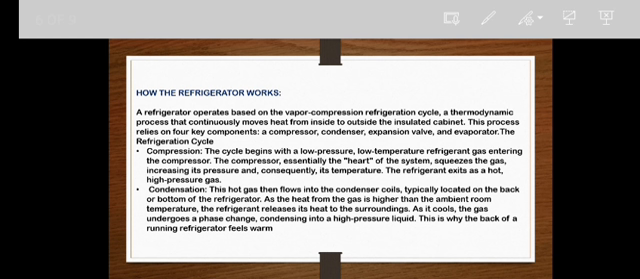This hot gas then flows into the condenser coil, typically located on the back or bottom of the refrigerator. As the heat from the gas is higher than the ambient room temperature, the refrigerant releases heat to the surroundings. As it cools, the gas undergoes a phase change, condensing into a high pressure liquid. This is why the back of a running refrigerator feels warm when we touch it, right?